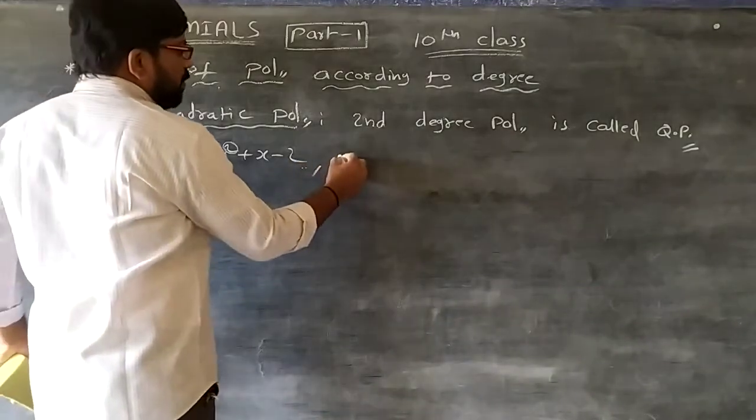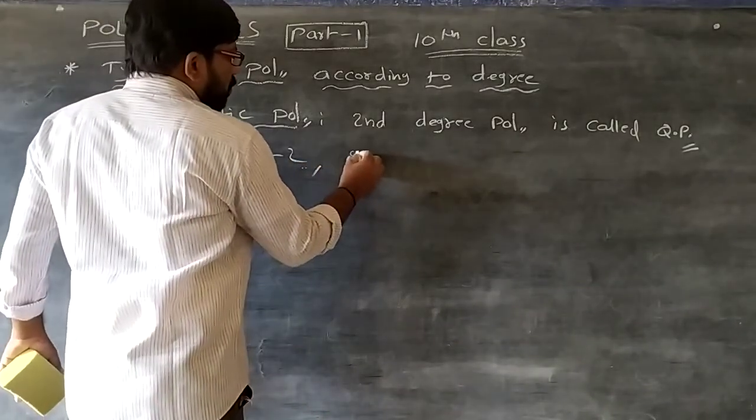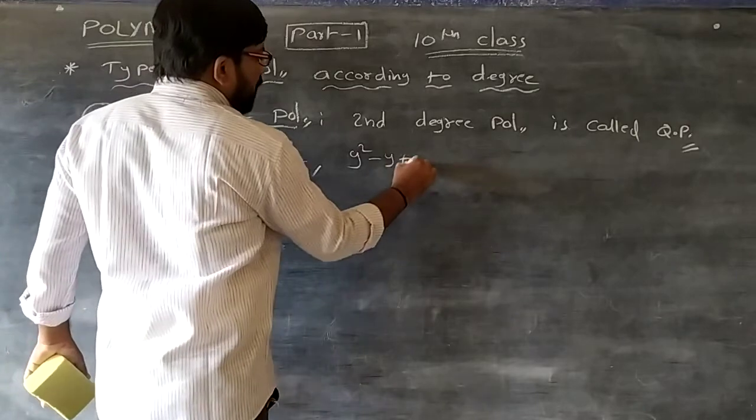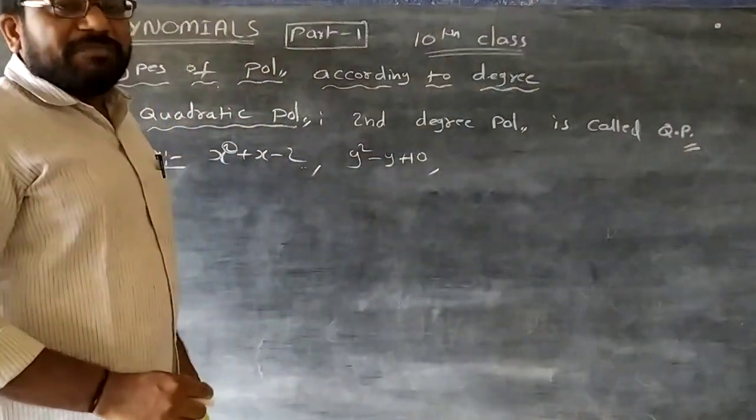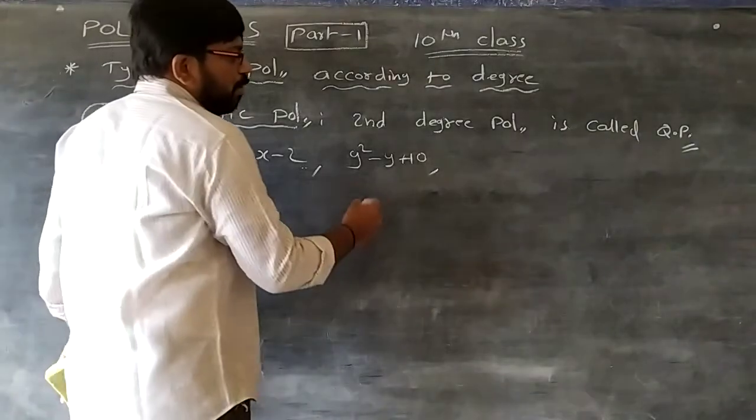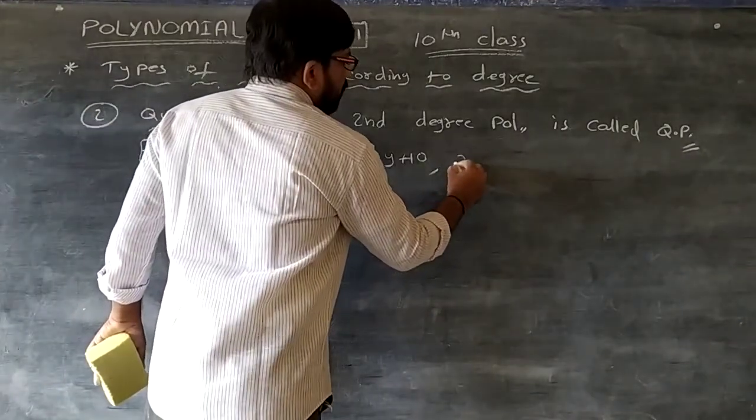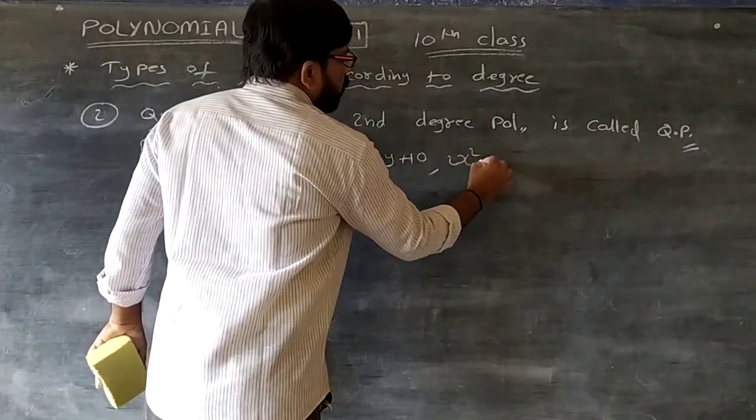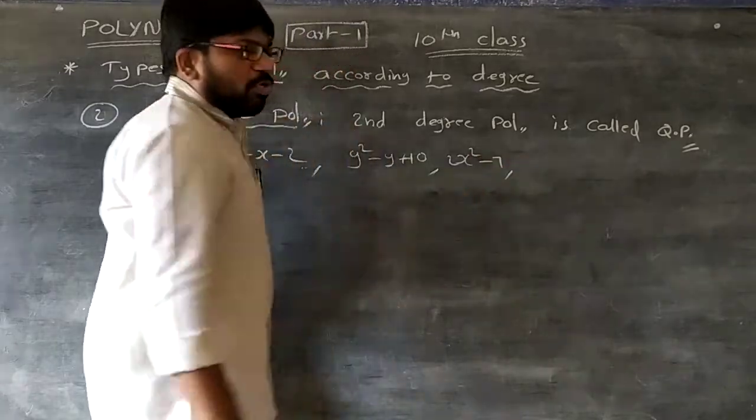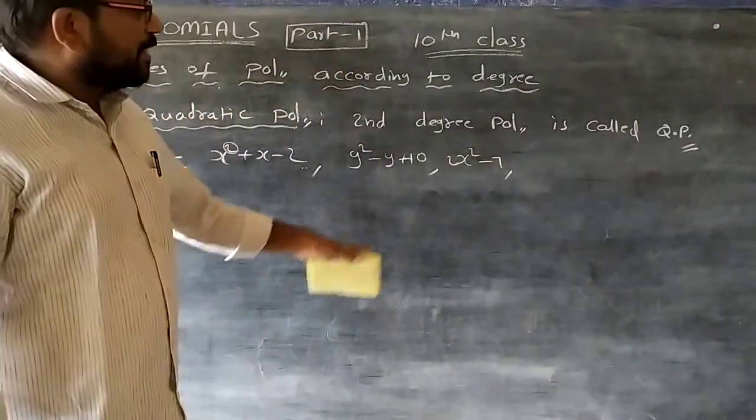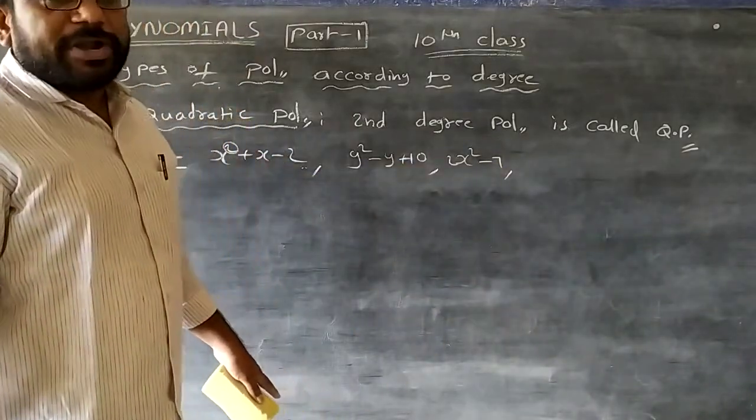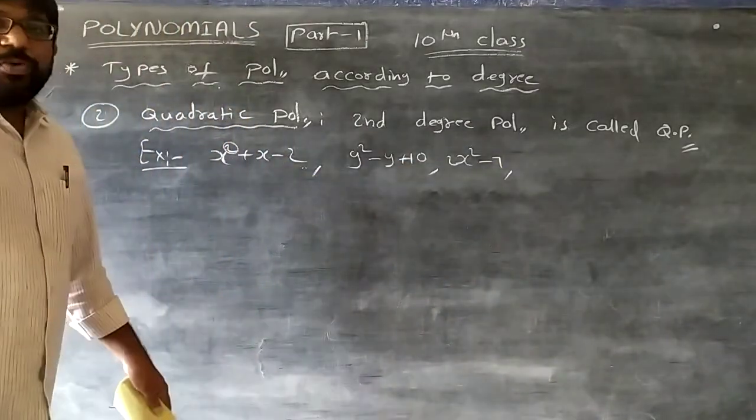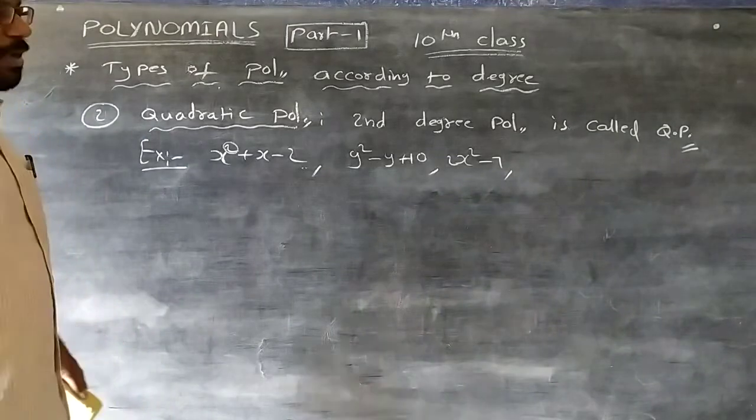And the next example, y square minus 5y plus 10. Here the degree is 2. The highest power is 2, so it is a quadratic polynomial. Next, 2x square minus 7. It is also a quadratic polynomial because its degree is 2. The variable power is 2, highest power is 2. So in this way we can write many more examples.